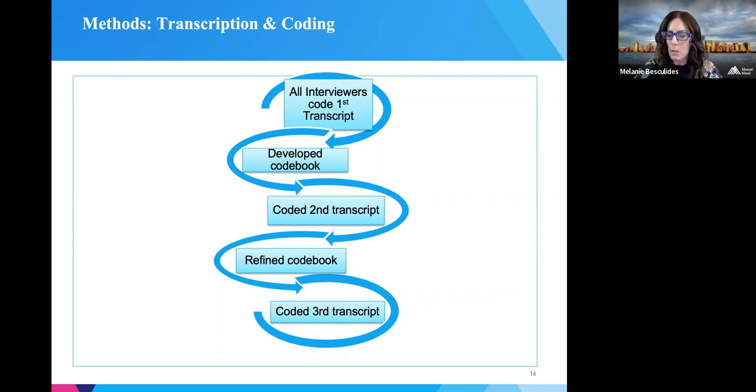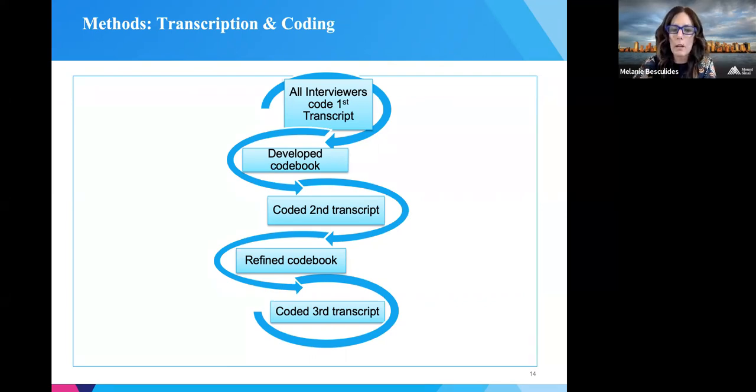Then we met weekly to talk about the codes and discuss if there were any questions. Should we change this code to this or this code to that? What do we think about this? What do we think about this idea? And this was an iterative process. And at about transcript number 5, the code book stabilized. In other words, we weren't adding any more codes. That was it for the codes.